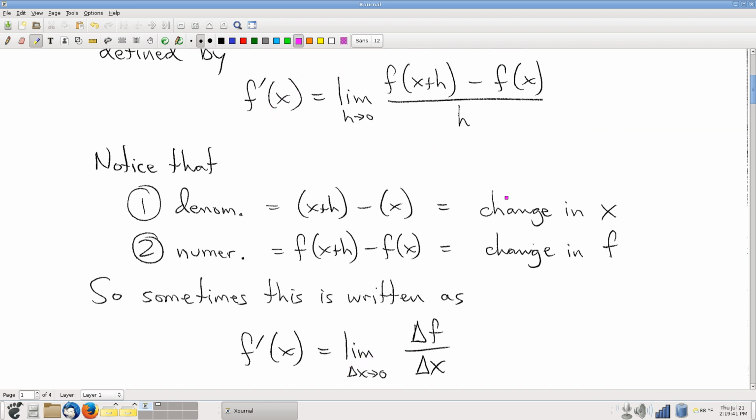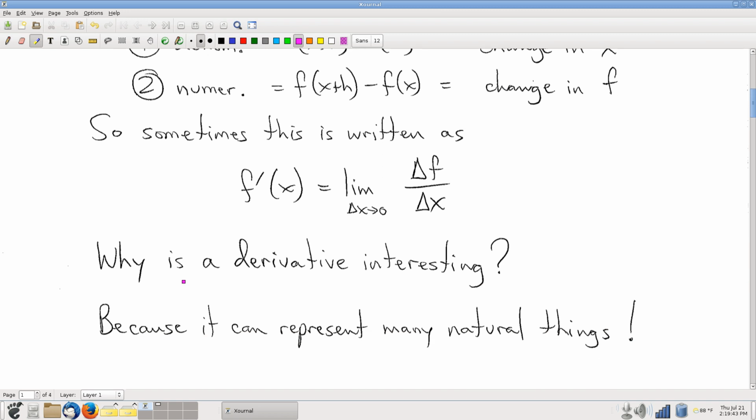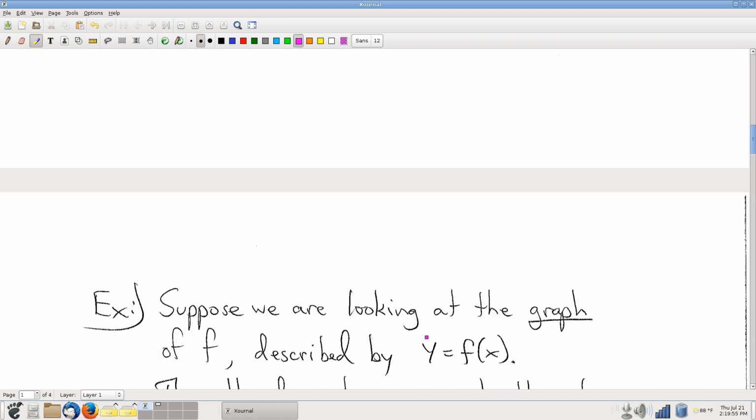Now let's ask the natural next question, which is, why is this interesting? Why are we interested in derivatives? What can you do with derivatives? And it connects to a lot of different natural things. So, some natural starting examples.